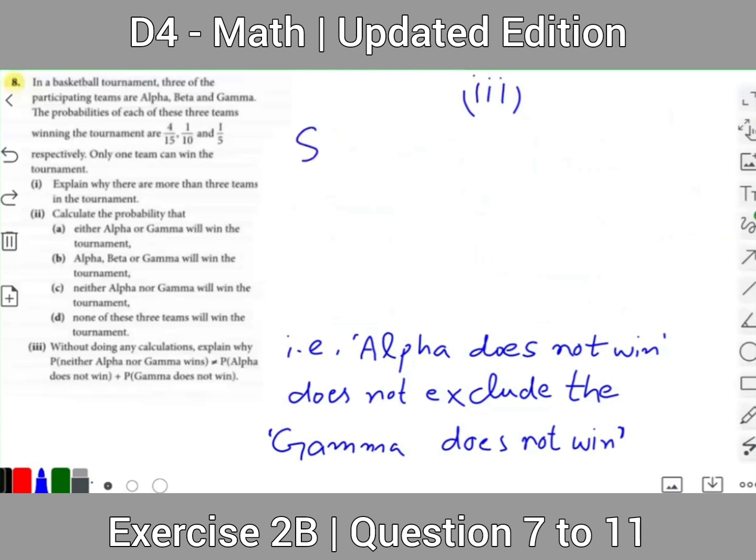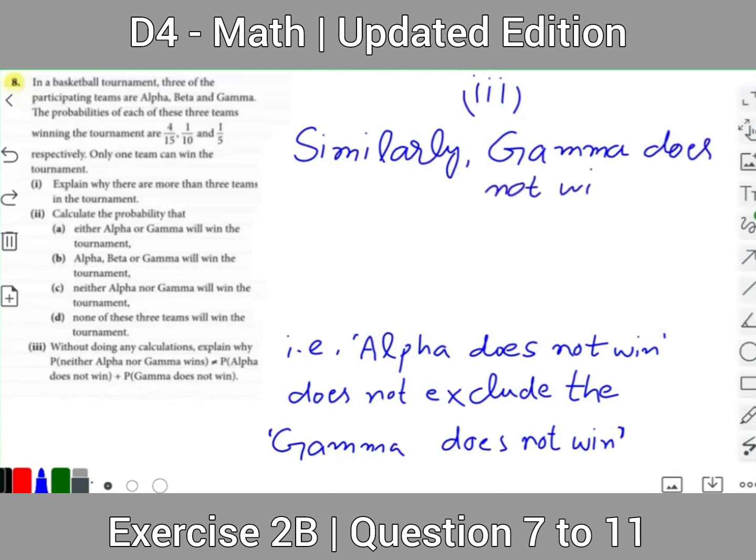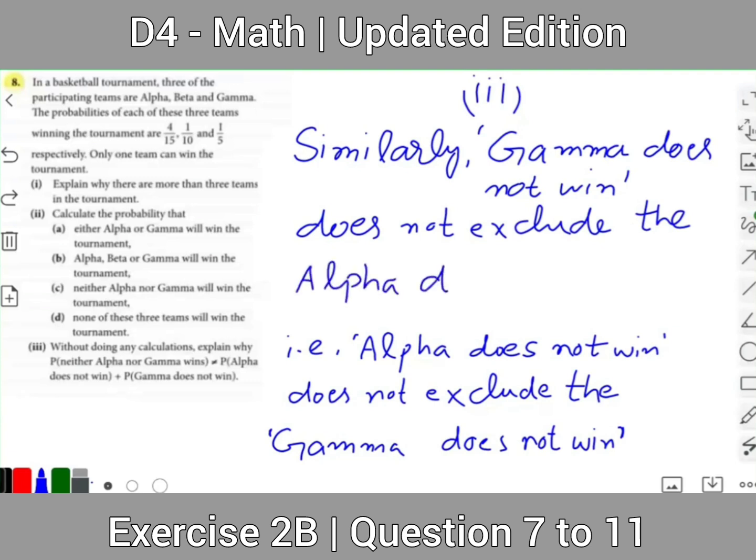Similarly, the event gamma does not win does not exclude the event alpha does not win. So here the solution ends.